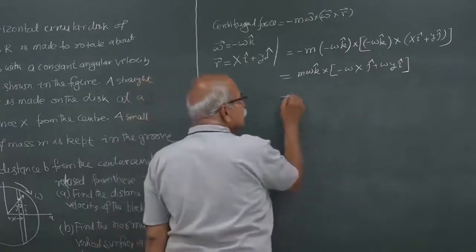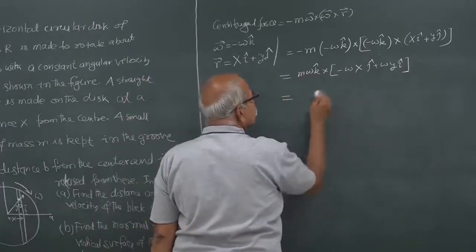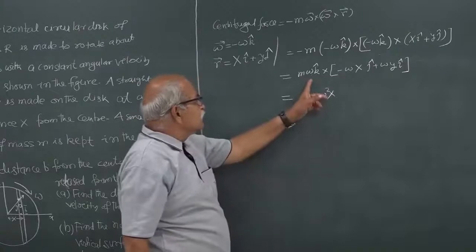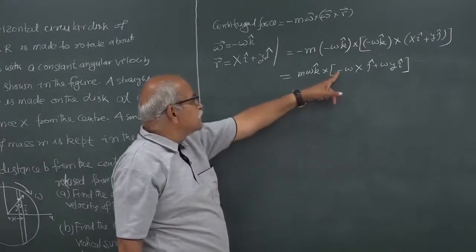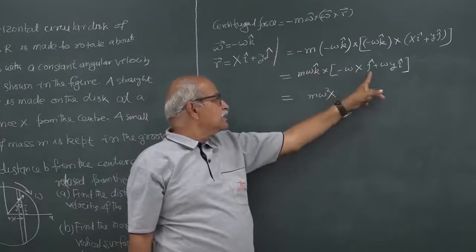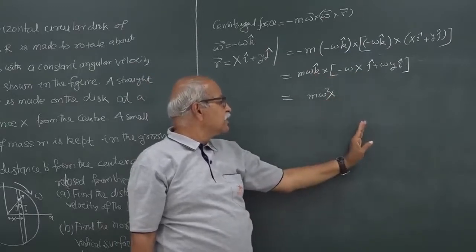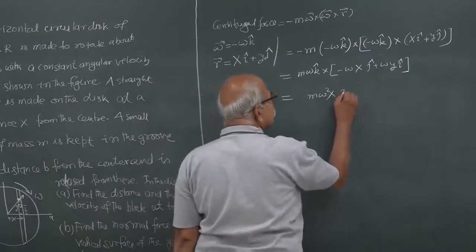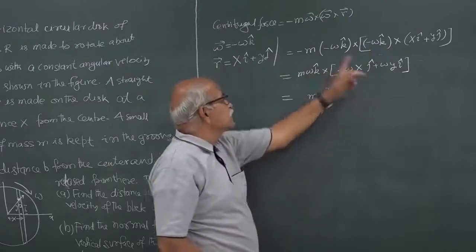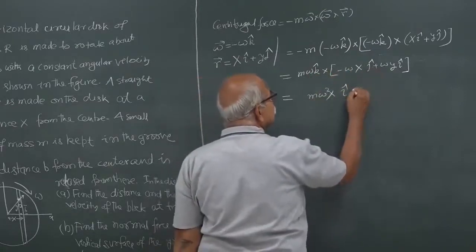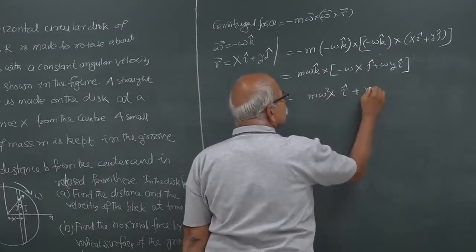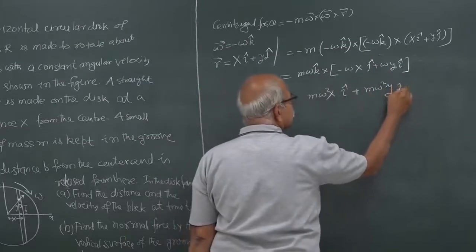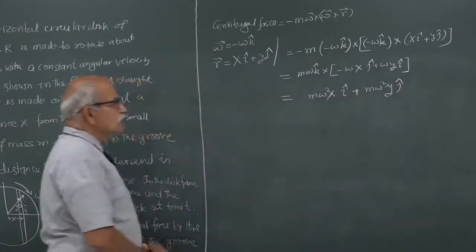What is this? m omega square x, m omega square x, that is this, and then we have a minus sign here, and k cap cross j cap, i j k, k cap cross j cap is minus of i cap. So, this will be i cap here, one minus here and one minus coming from there. Then here it is plus m omega square y and k cap cross i cap is j cap. So, it is this.